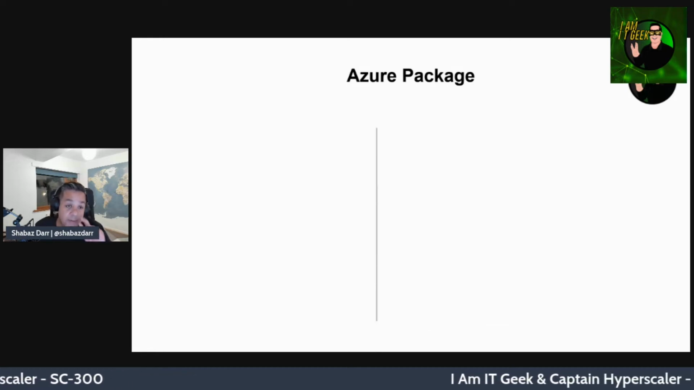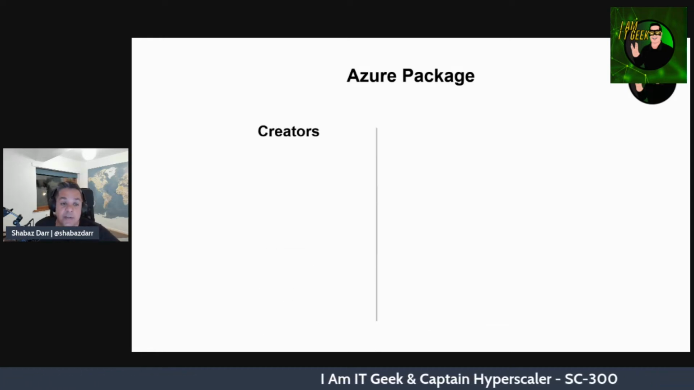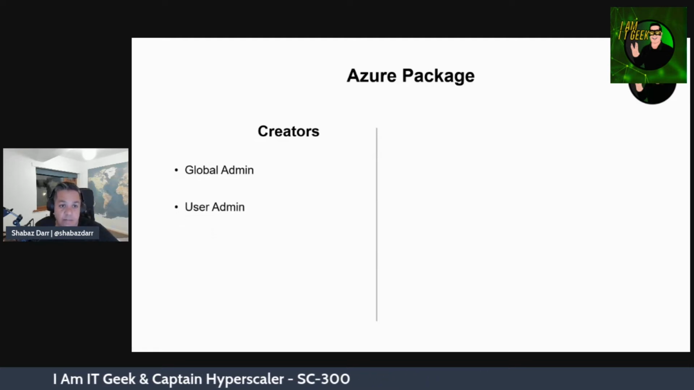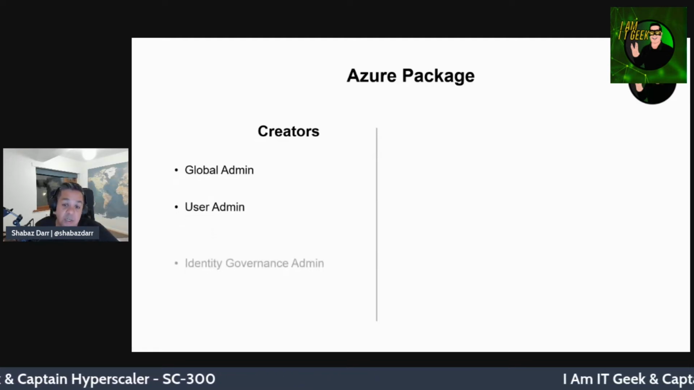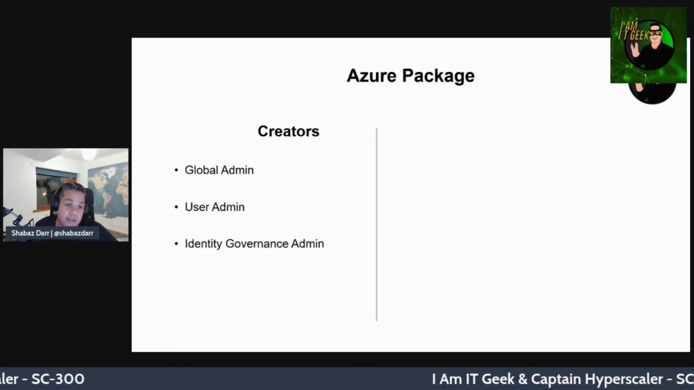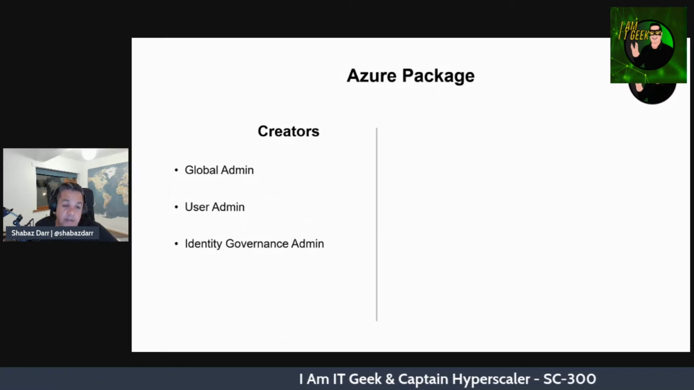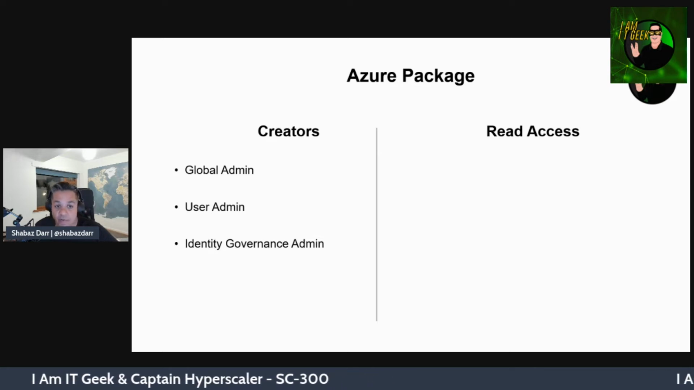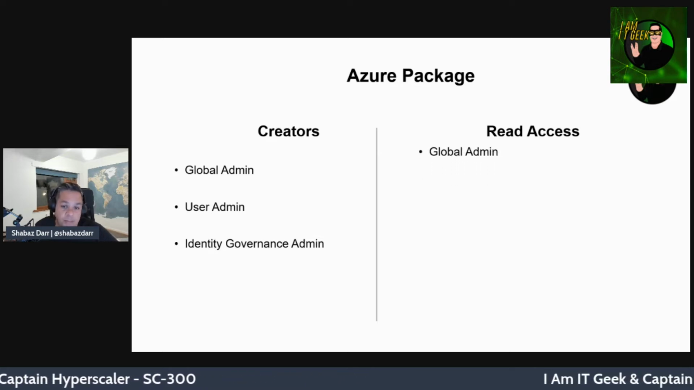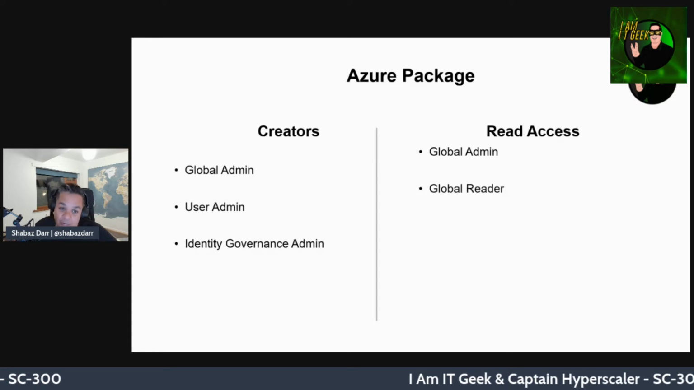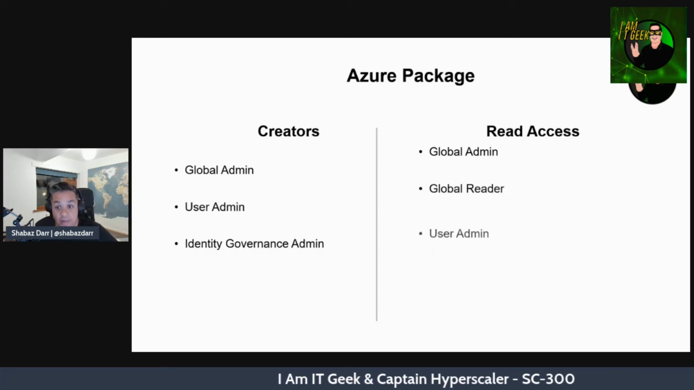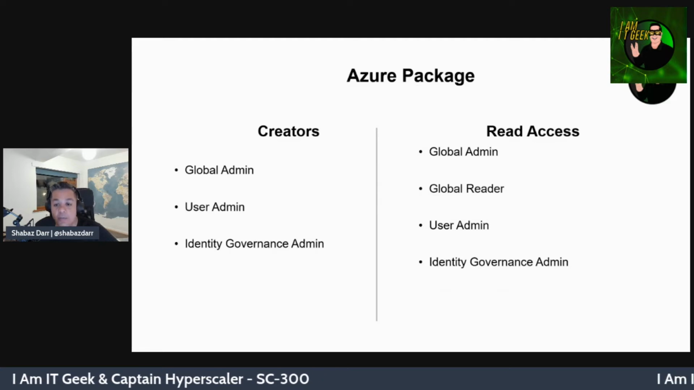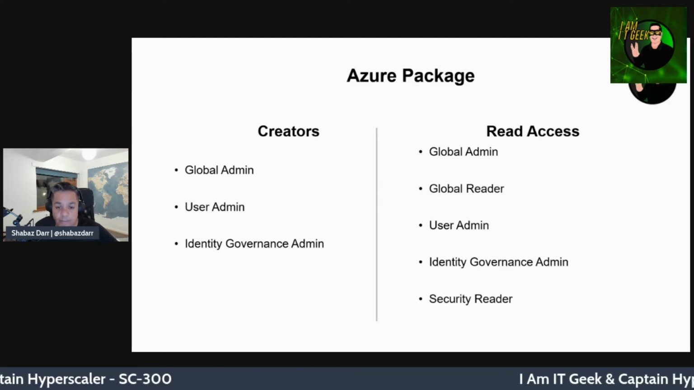Looking from an access package perspective, when we're talking about managing access reviews, creators are global admins, they can create. User admins can create access reviews. Identity governance admins can also create access reviews for access packages, but that's it. But when we're talking about having read access to access reviews for access packages, global admin, obviously, it's a common theme there. Global reader as well. The user admin still. And again, still the identity governance admin, so the same ones essentially. Then we additionally have that security admin as well.